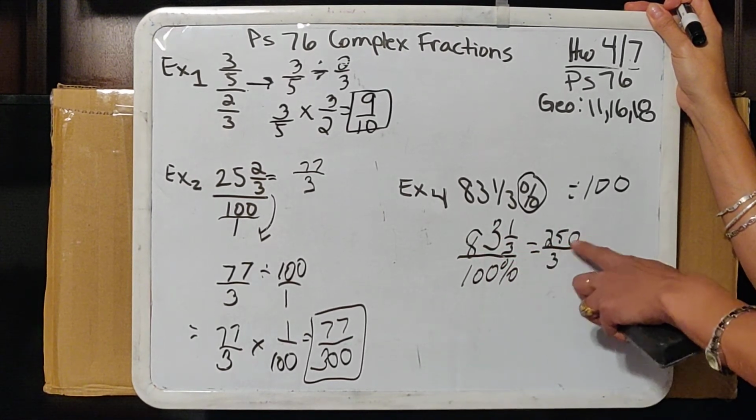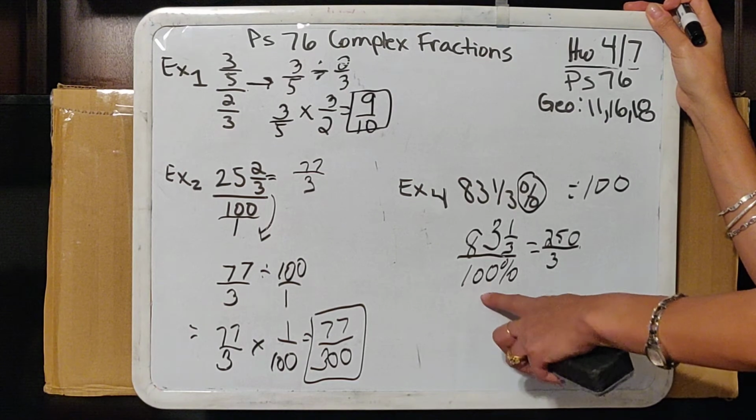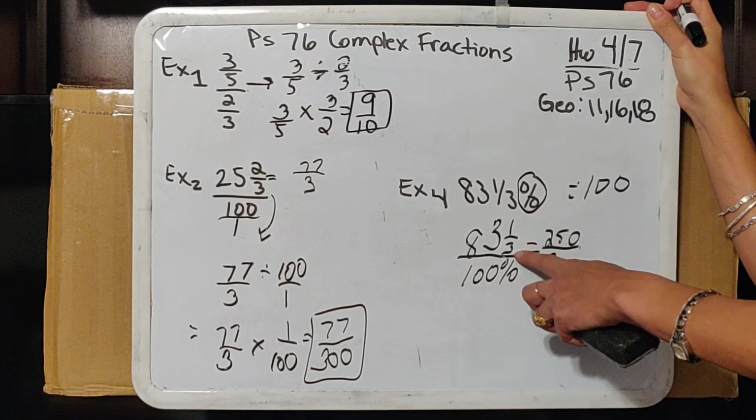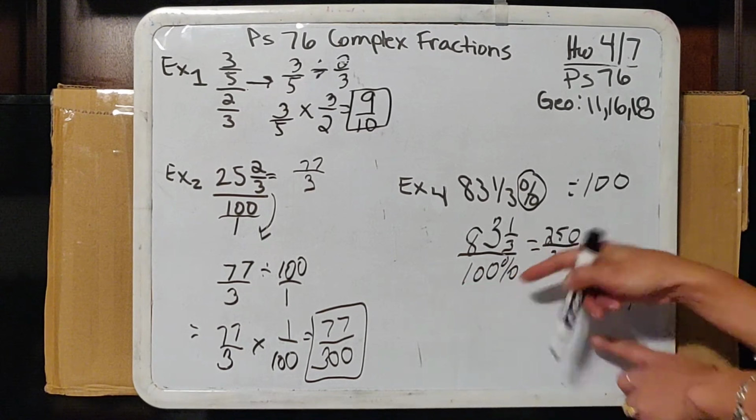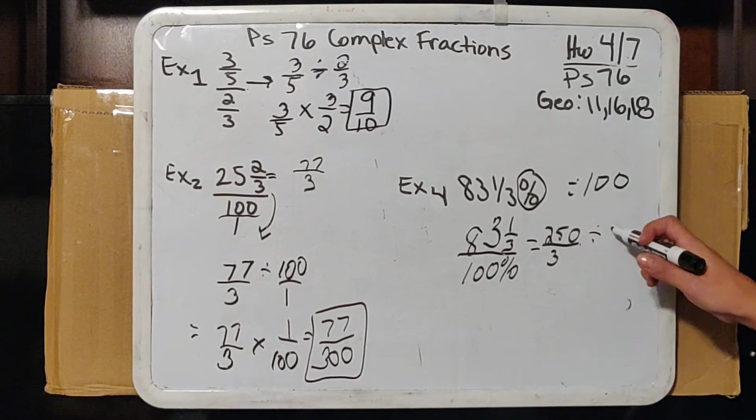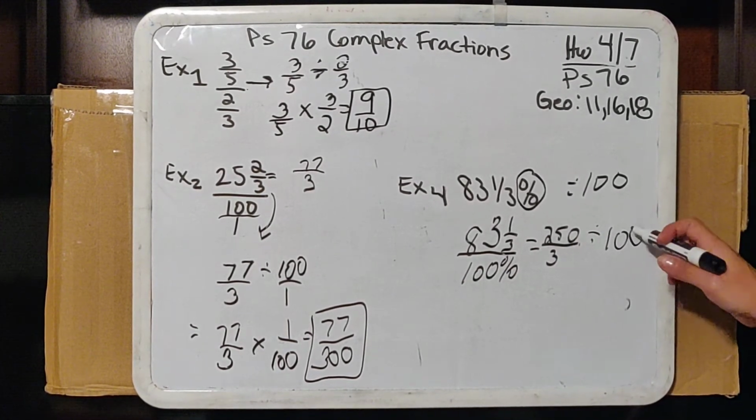So please make sure that you put it over 3, because a common mistake is to get 250, 83 times 3, get 250 and put it over 100. But this is the denominator. Your denominator is actually the 3. So you got 250/3, and this says divided by 100. So we write it next to it like this.